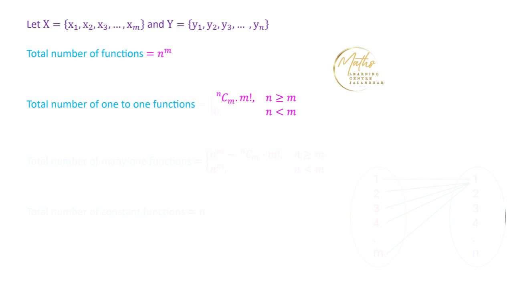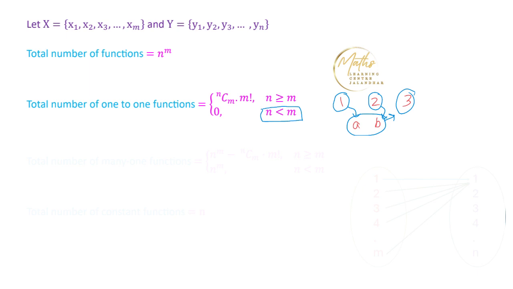Suppose there is a function where the set x has elements 1, 2, 3, and the set y has elements a and b. Now suppose 1 is mapped to a and 2 is mapped to b, then 3 must be mapped to one of the two elements a or b. So there cannot be any 1-1 function if n is less than m. So how many 1-1 functions are there? There is no 1-1 function if n is less than m.